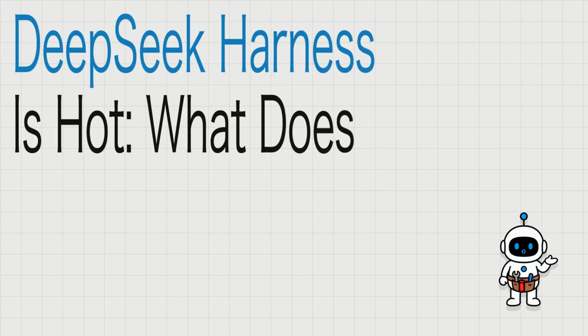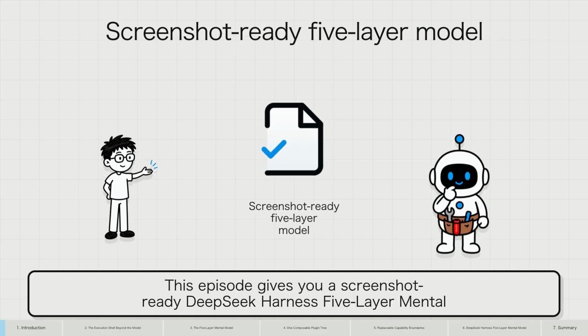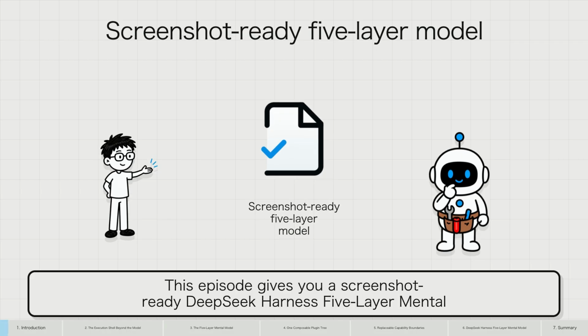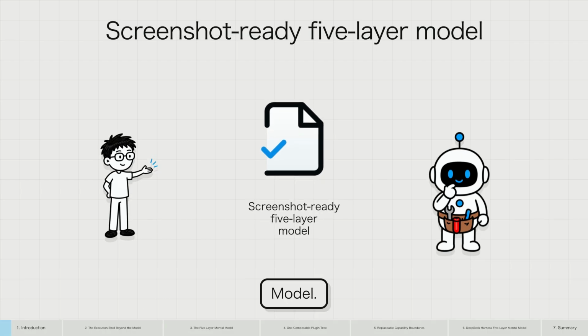DeepSeek harness is hot. What does it actually add to an AI agent? This episode gives you a screenshot-ready DeepSeek harness 5-layer mental model. You will be able to identify what sits around a model without memorizing the codebase.